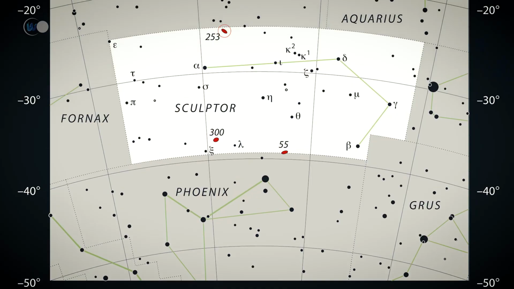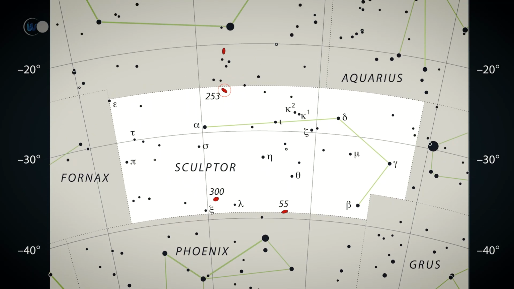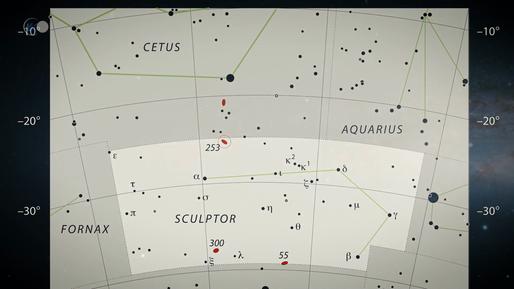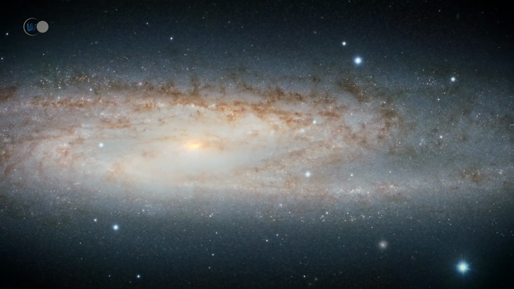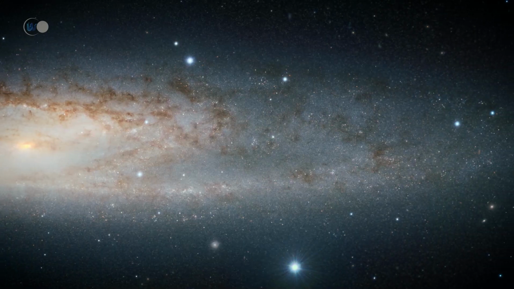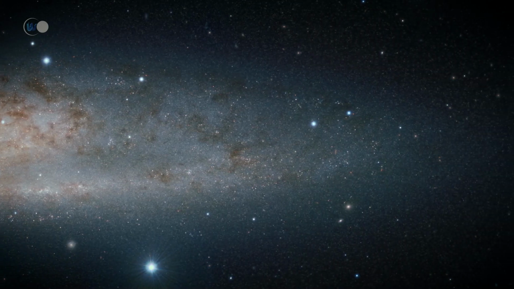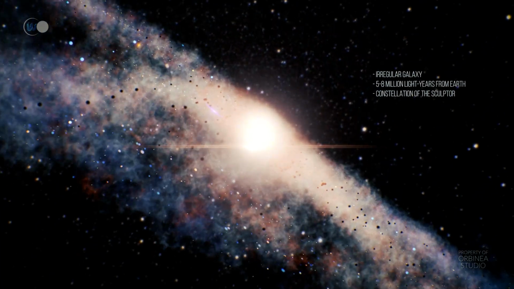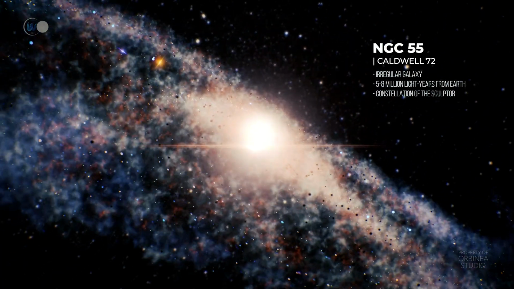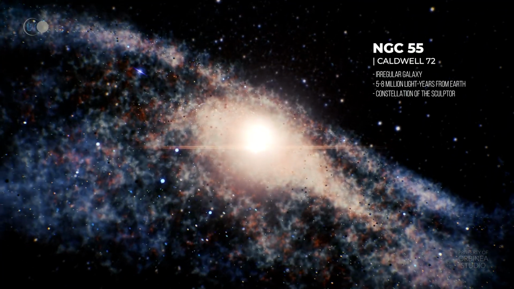This galaxy is visible through binoculars when the sky is free of light pollution, as it is one of the brightest galaxies in the sky after the Andromeda Galaxy. The dwarf Sculptor Galaxy and the irregular galaxy NGC 55, although both present in the constellation Sculptor, belong to the Local Group.